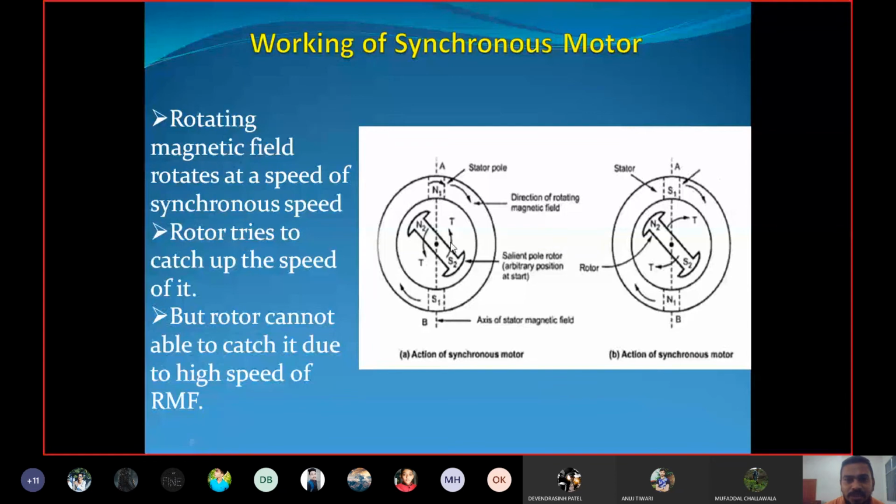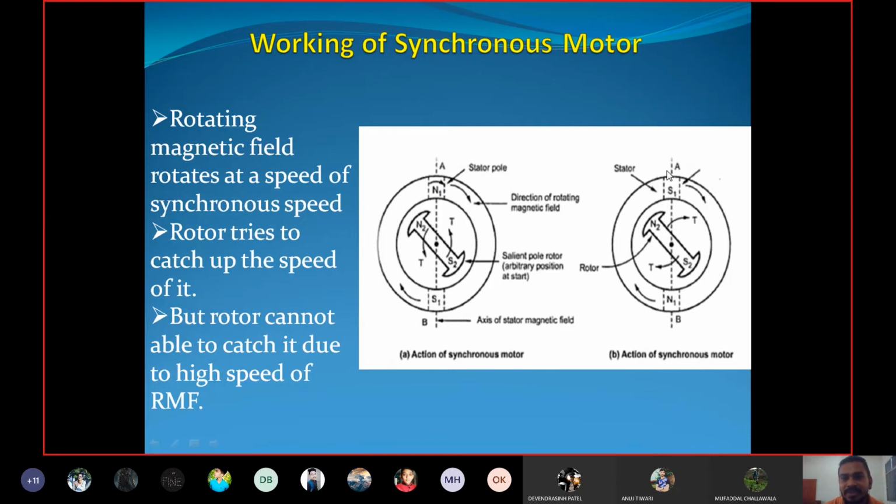This rotor tries to move in the anti-clockwise direction, but before it does, the stator poles are changed. Why? Because the speed of the rotating magnetic field is very high and the mass inertia of the rotor is also very high. So before the rotor starts to rotate in the anti-clockwise direction, the stator poles are changed.